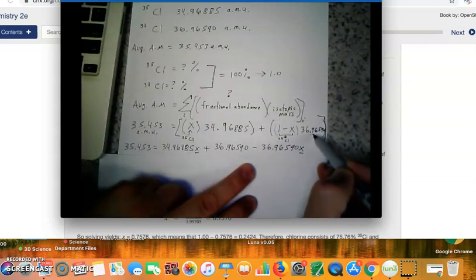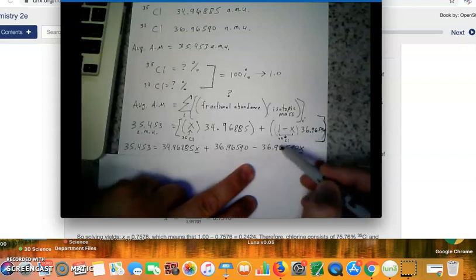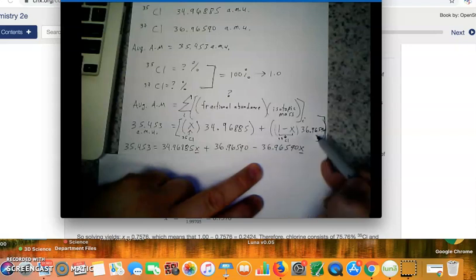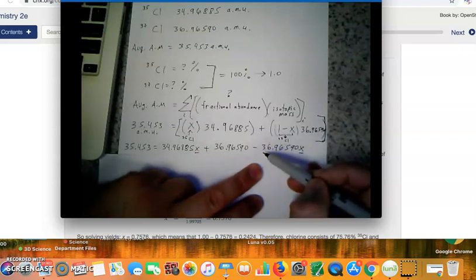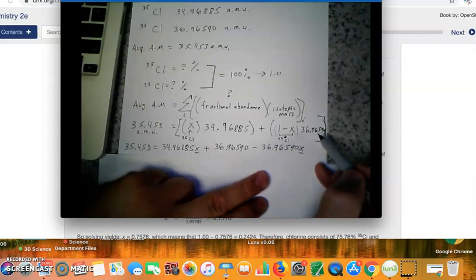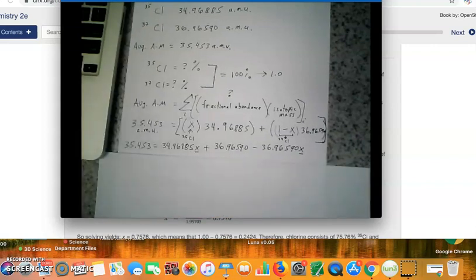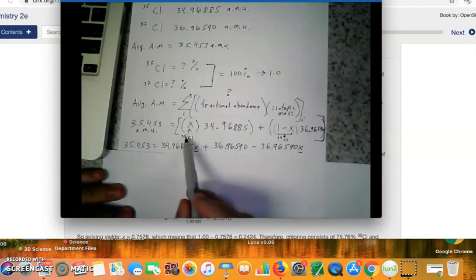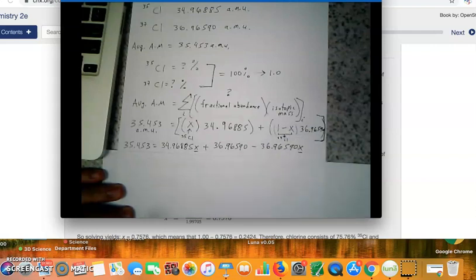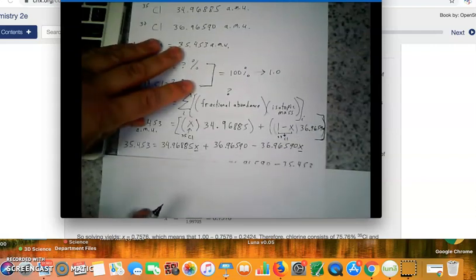So 36.96590 times a negative X is going to be negative, right? Because a positive number times a negative number is a negative number. So that's negative 36.96590X. Okay? So I simplified that expression a little bit by just distributing my masses to my expressions here with unknown values.